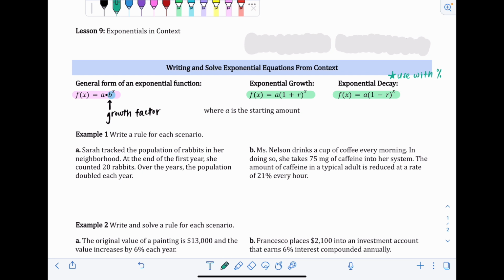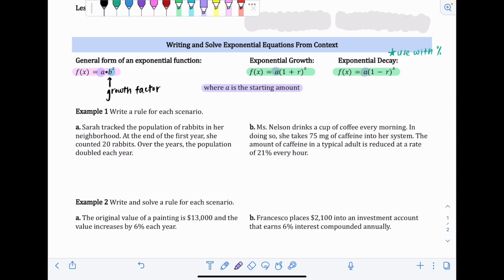Okay, and then you'll notice that every single one of the formulas has an a in it. So the general form starts with a, and these both start with a. So regardless of the formula, a is going to be the starting amount. Okay, so example 1A, write a rule for each scenario. So A is Sarah tracked the population of rabbits in her neighborhood. At the end of the first year, she counted 20 rabbits. Over the years, the population doubled each year.